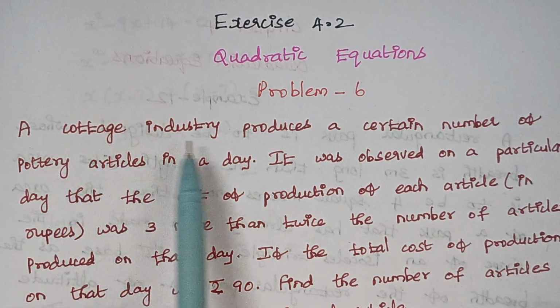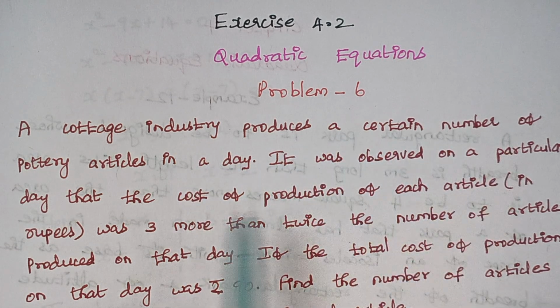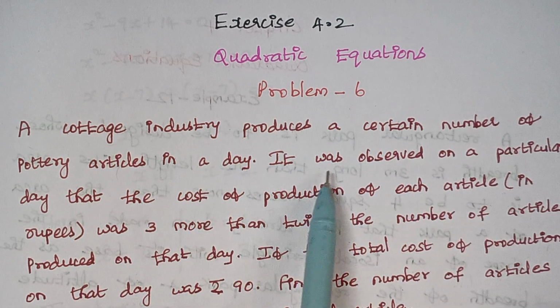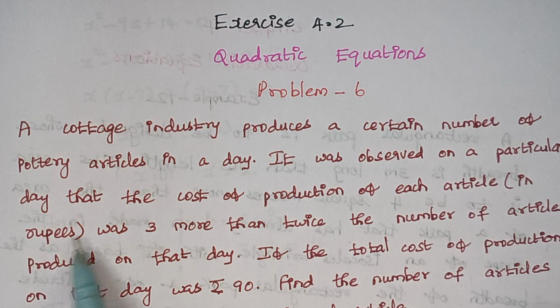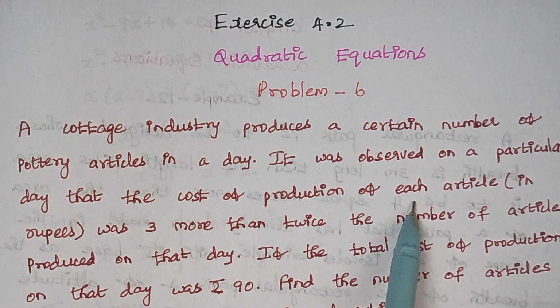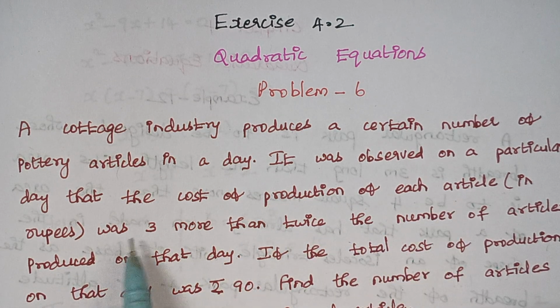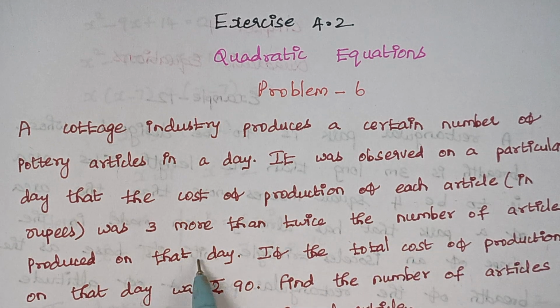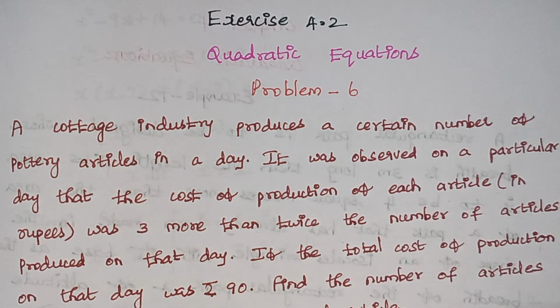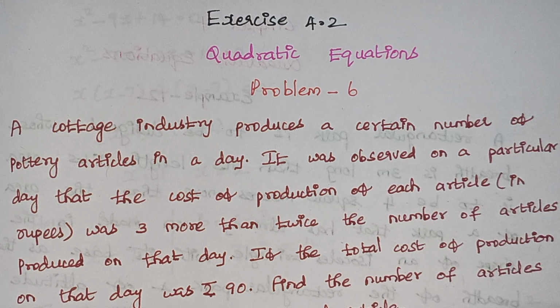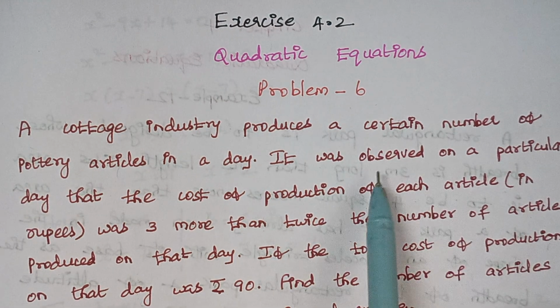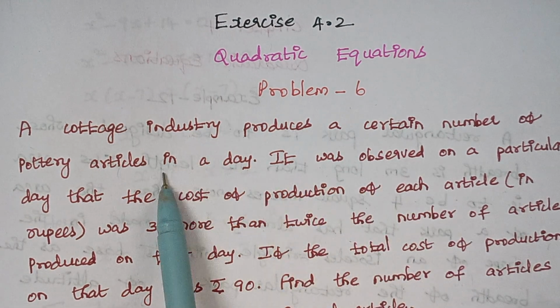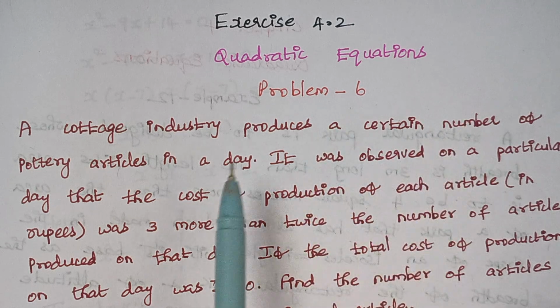The problem is: a cottage industry produces a certain number of pottery articles in a day. It was observed on a particular day that the cost of production of each article in rupees was 3 more than twice the number of articles produced on that day. So here the sentence seems a little bit big, but read it twice. So, a cottage industry produces some pottery articles in a day.